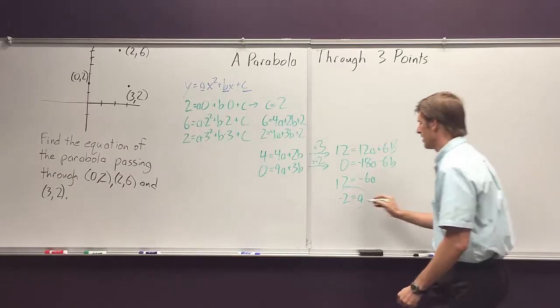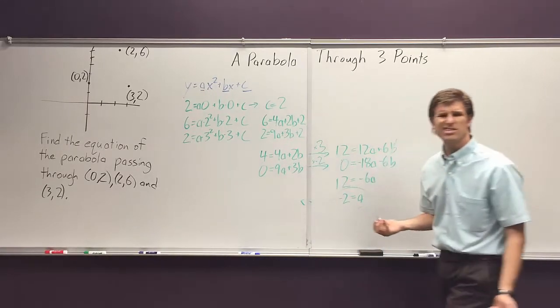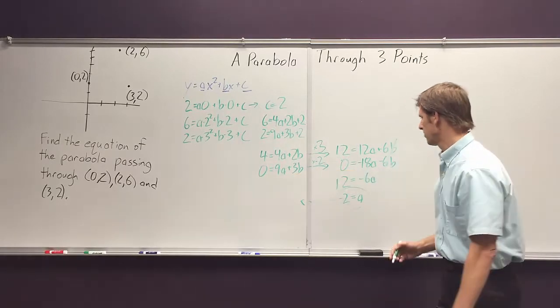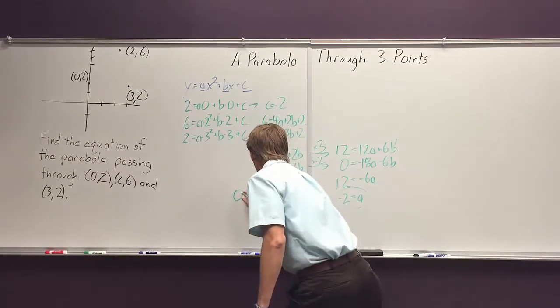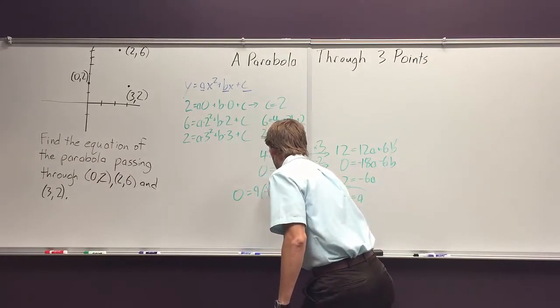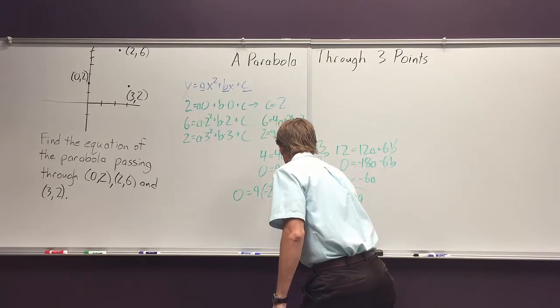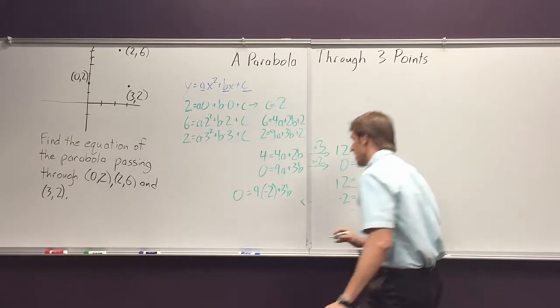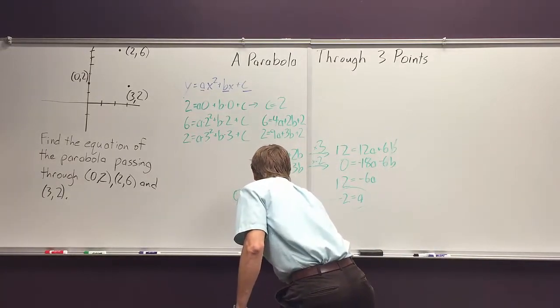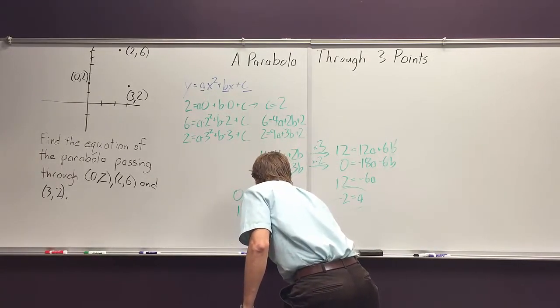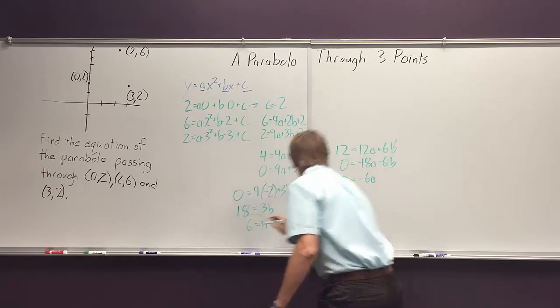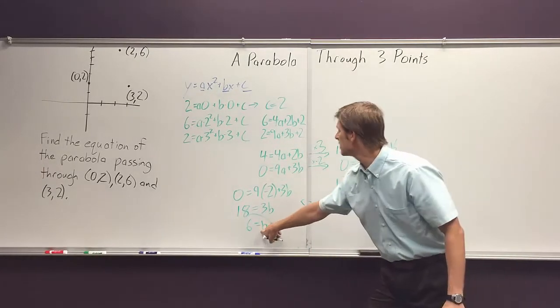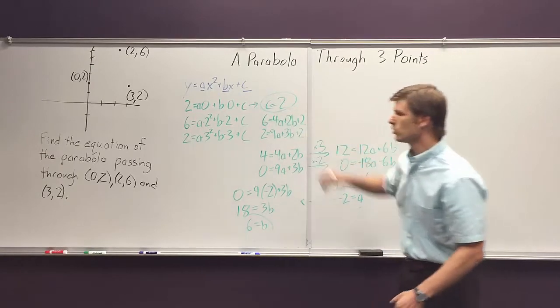Life is good. Now let me go back over here. What's the simplest equation? Well, this looks fairly simple. 0 equals 9 times negative 2 plus 3b. So that's negative 18. I'll add that to the other side. 18 equals 3b. That means b equals 6. So a equals negative 2, b equals 6, c equals 2.